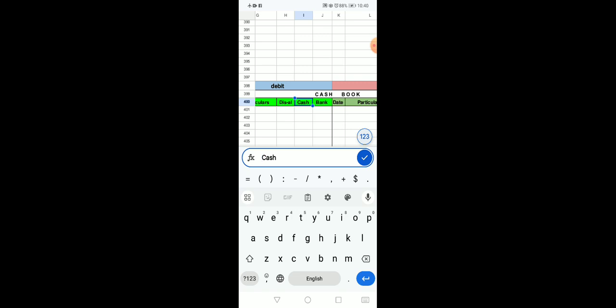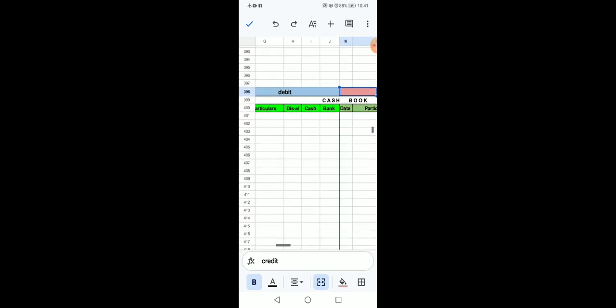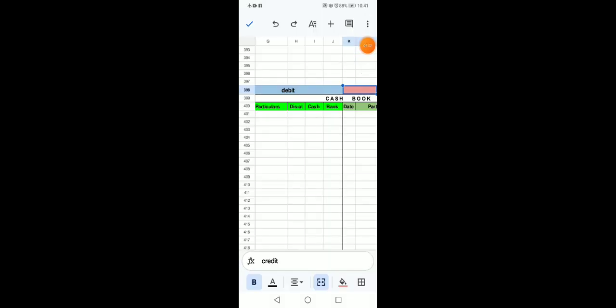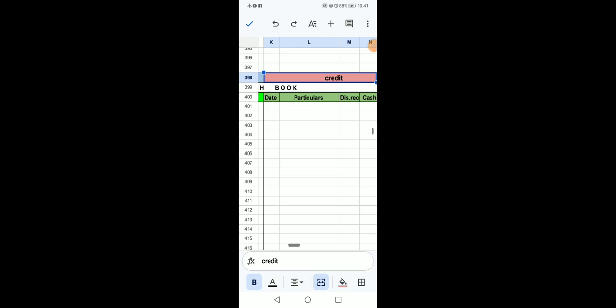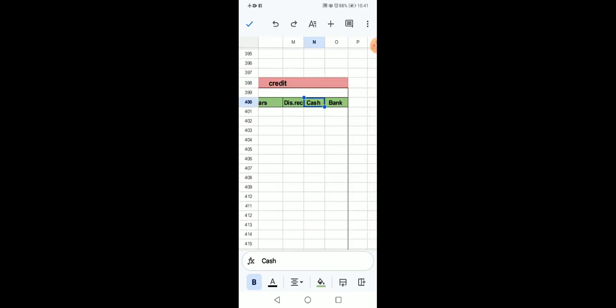But here there are three ledgers we are making at the same time. The names of these ledgers are discount, cash, and bank. I'm repeating myself: in the ledgers chapter, you were supposed to complete only one ledger at a time, but here you are completing three different ledgers at the same time. You have two parts of this cash book. The first part is the debit side and the second part is the credit side. On the debit side you have all three elements, that means discount, cash, and bank, and you have three elements on the credit side as well: discount, cash, and bank.